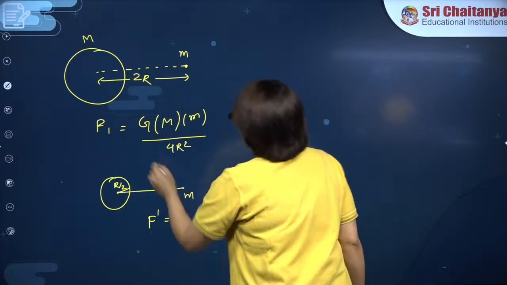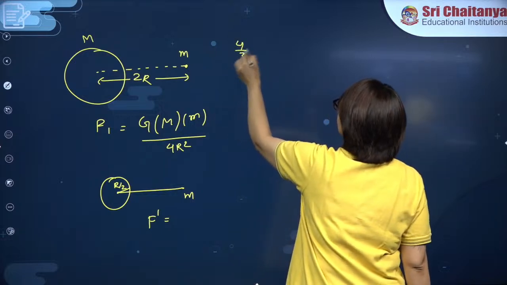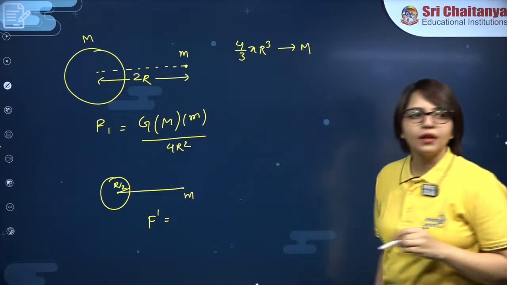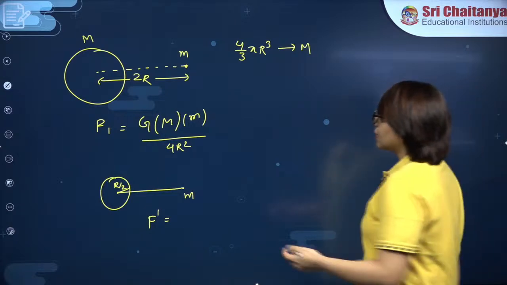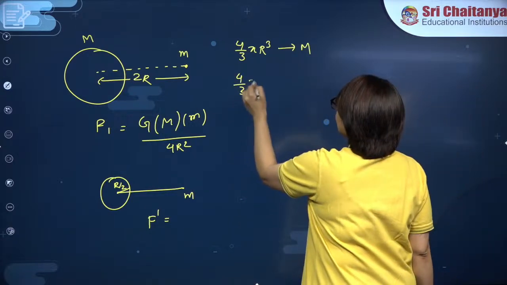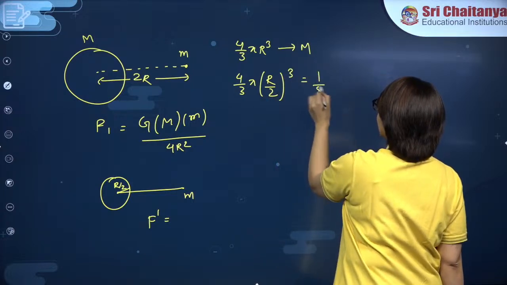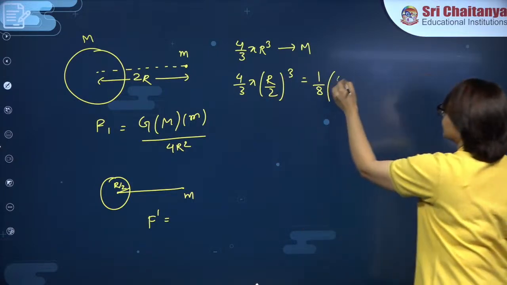So for the complete 4 by 3 pi r cube volume, the mass of the sphere is capital M. How much volume are we removing? 4 by 3 pi times r by 2 whole cube, which is 1 by 8 times the total volume.